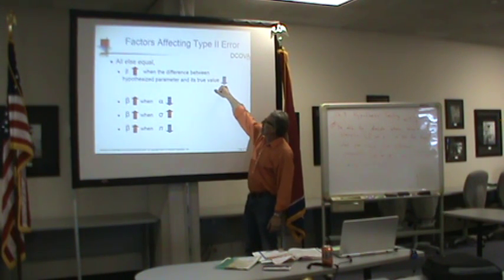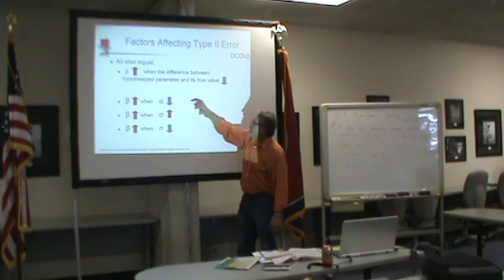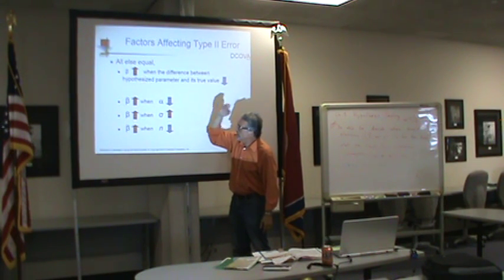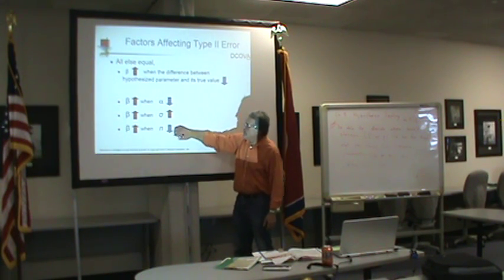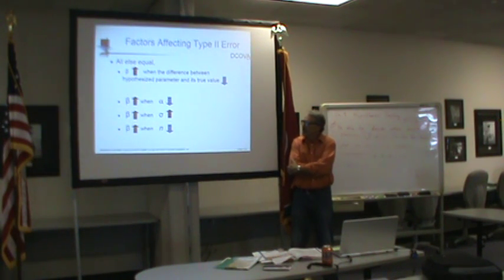Then if beta goes up, that meant that beta goes up when the difference between them is close, right? And when beta goes up, alpha goes down, just like the other side. Beta goes up when your standard deviation goes up, and beta goes up when the n goes down. Let's see, are those intuitive?